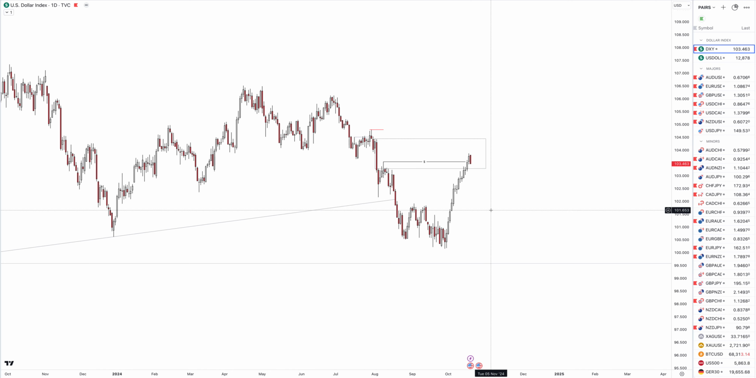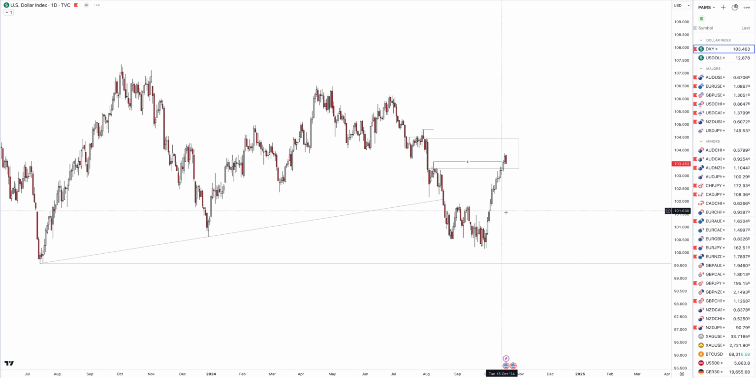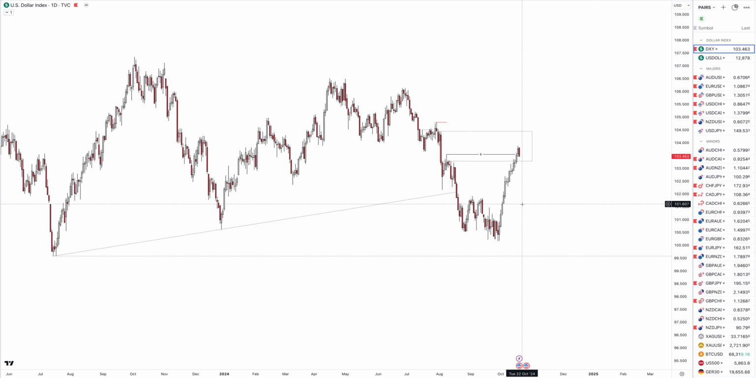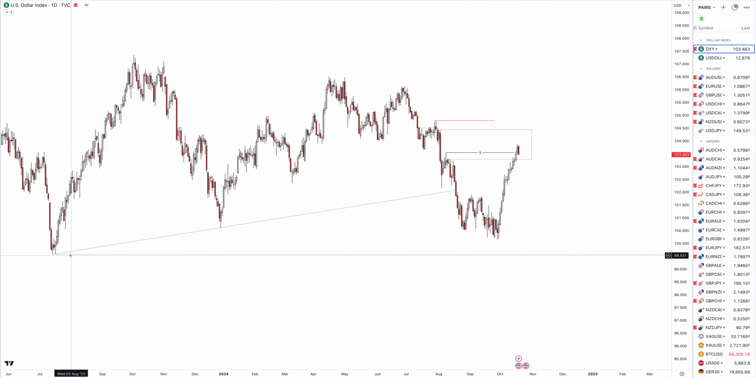and then start reversing. Okay, so I'm still expecting a bearish momentum to kick in because it makes sense technically, and I am bearish until we take out this level. So until we are trading above this level over here, I am bearish dollar, and my ultimate target for the dollar shorts is 99.50.